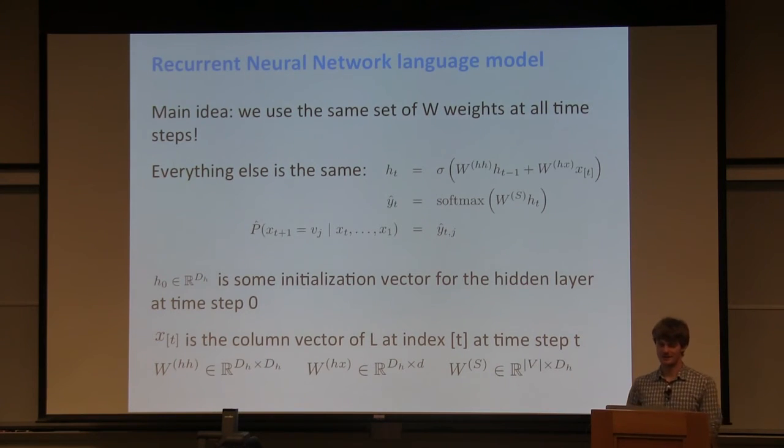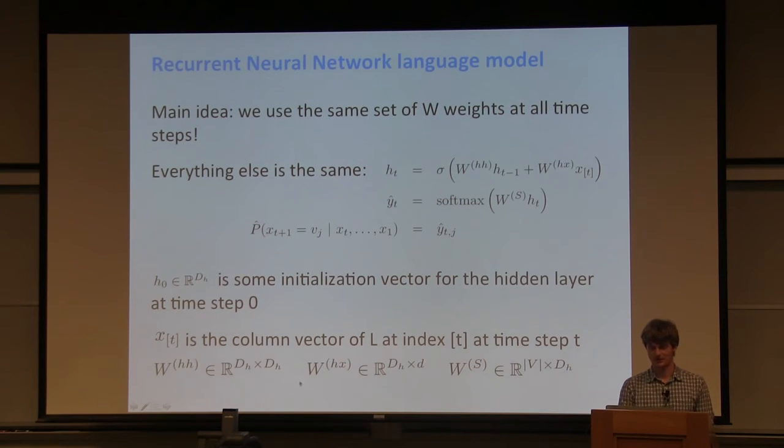So let's look into some more details of the recurrent neural network. The main idea again is that we use the same set of weights W at every time step. Everything else is very similar to what we defined in standard neural network notation. One interesting detail is how you initialize the first time step, h. In many cases you just set it to 0.